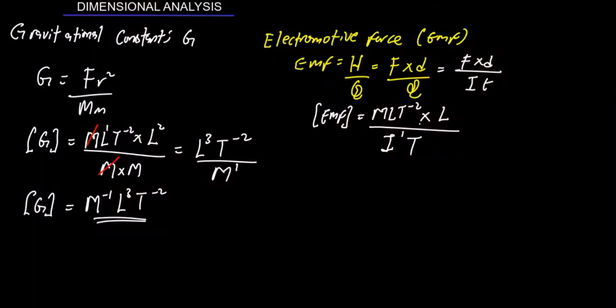All right, nothing can cancel out, so I'll have M, L times L will give me L squared. Take note, this M is to the power of positive 1. It will never cancel this. Don't make the mistake. Rather, the T will come up to make it what? Minus 3. This is minus 2 already. When 1 comes up, it will become minus 3. Then I to the power of 1. When it comes up, I to the power of what? Minus 1. This is the dimension for what? Electromotive force. All right.